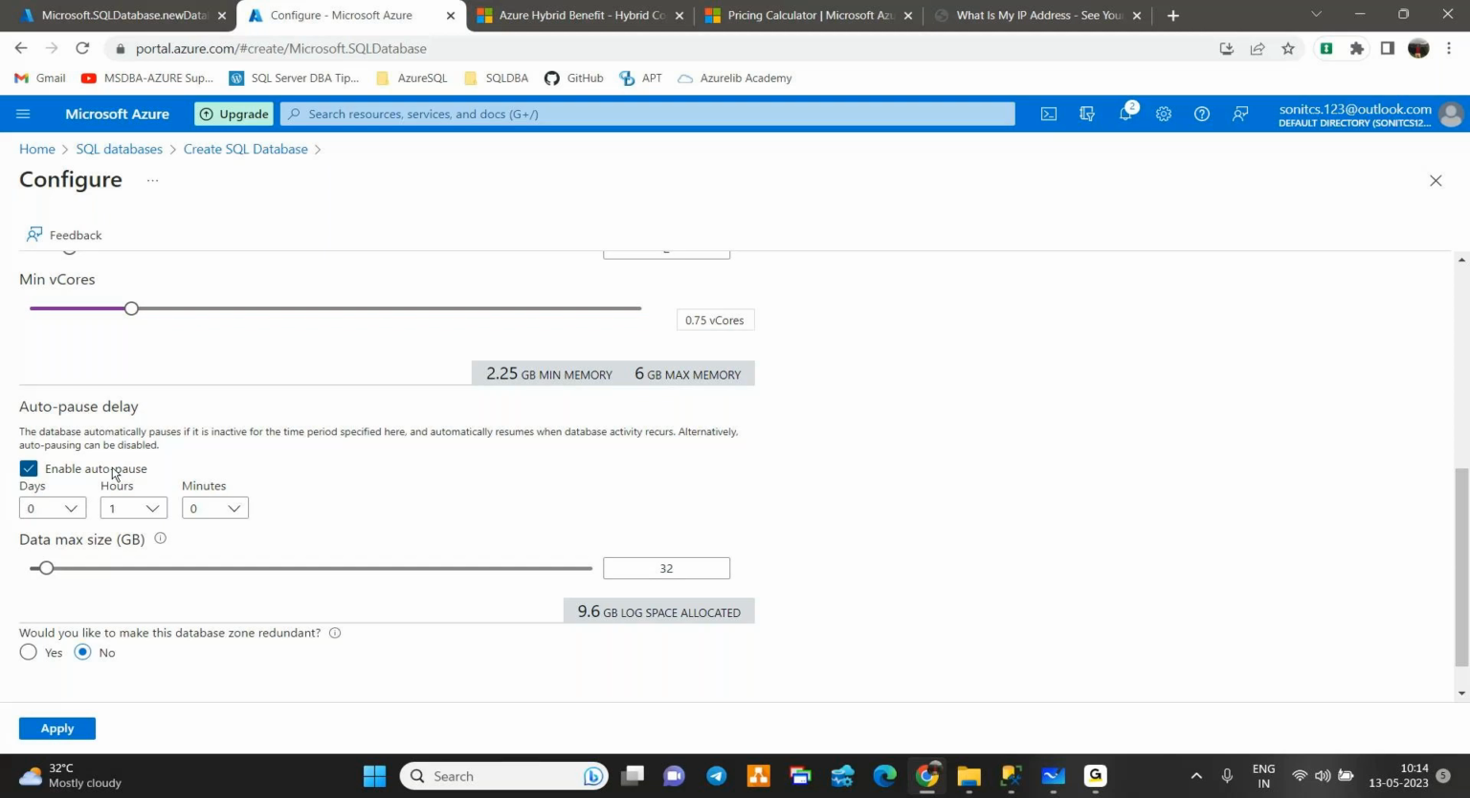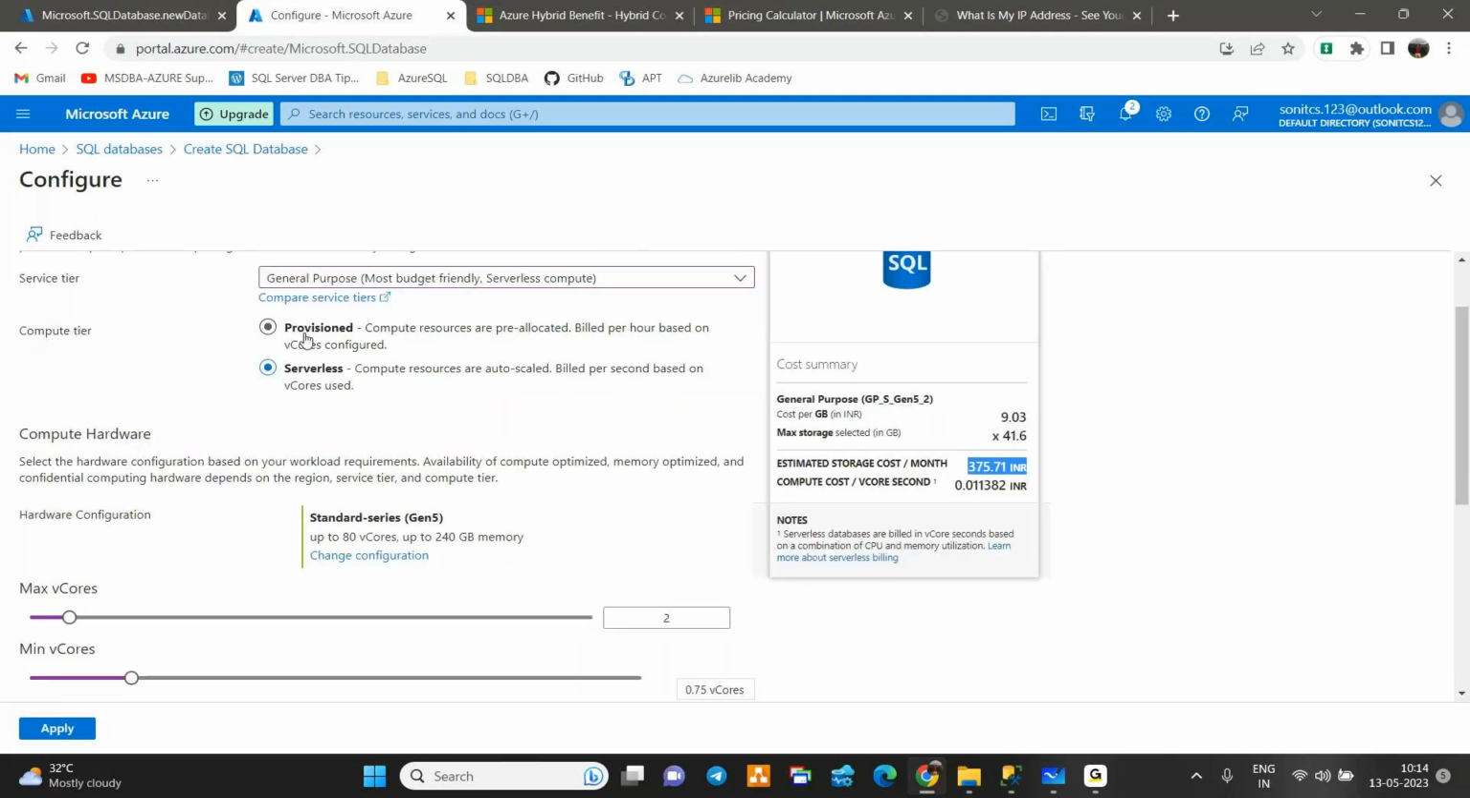If you go for serverless, Microsoft is going to charge on a per-second basis, because your CPU and memory will be deallocated if you're not using them, and will be used by someone else. Whenever you start establishing the connection again, your resources will be allocated to your database. That's it, nothing else here.